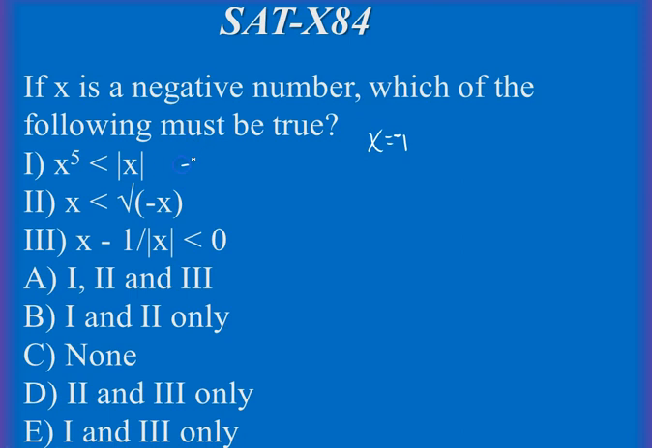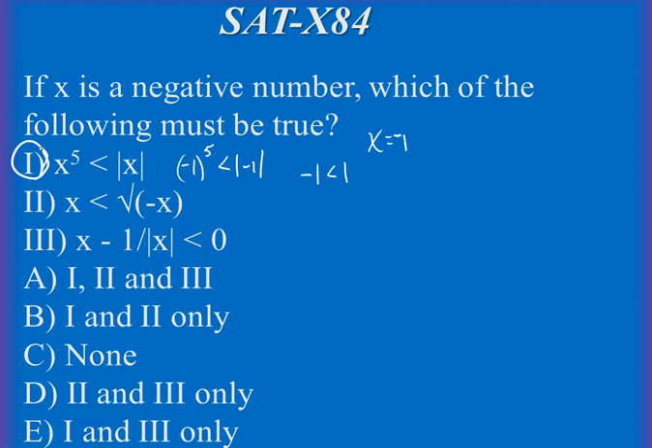X to the fifth, which would be -1 raised to the fifth power, is less than the absolute value of x, which would be the absolute value of -1. So let me just go ahead and replace that. Absolute value of -1. Well, -1 to the fifth. See, you have to know the fact that any negative number, if you raise it to an odd power, is going to remain negative regardless. So the left-hand side is always going to be negative. And if you think about this, the right-hand side, the absolute value of -1, is positive. So a negative number less than a positive number, well, that's always going to be true. If x is negative, that has to be true. So we know that one's true in this specific case and also in general.